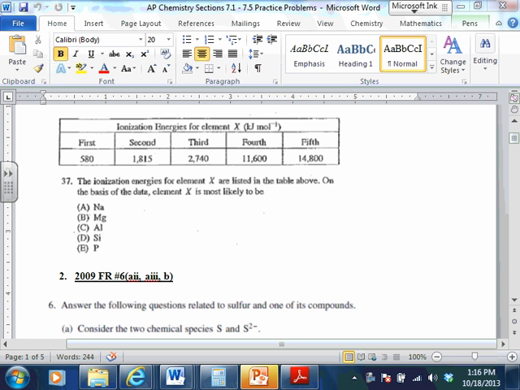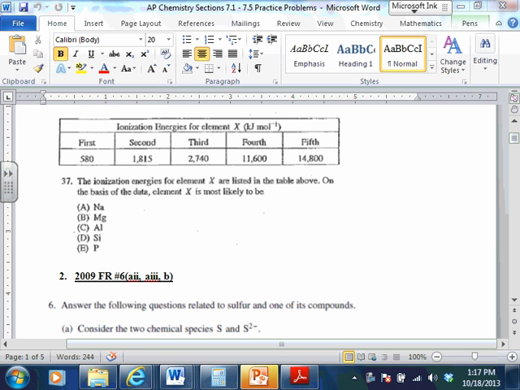The first electron that we pull off takes 580 kilojoules per mole. The second one, 1,815 kilojoules per mole. The third one, 2,740. The fourth one, 11,600. And the fifth one, 14,800. Okay? So what you're looking for on a graph like this or a table like this is where there's a really big jump in energy, where all of a sudden it's taking a lot more energy to pull the electron off. Where does the big jump really happen on this graph?